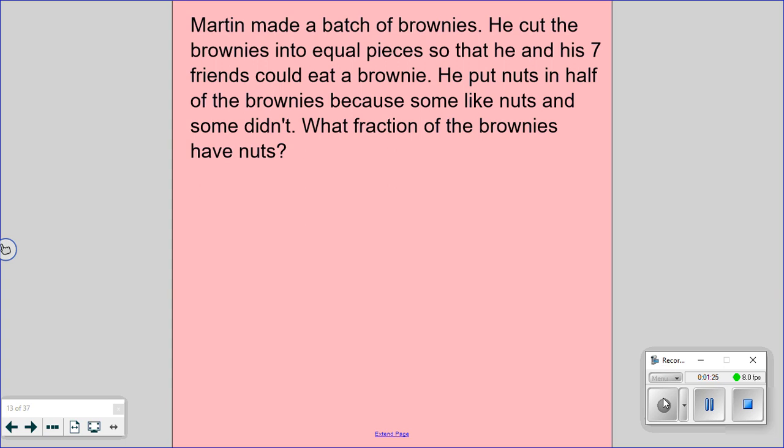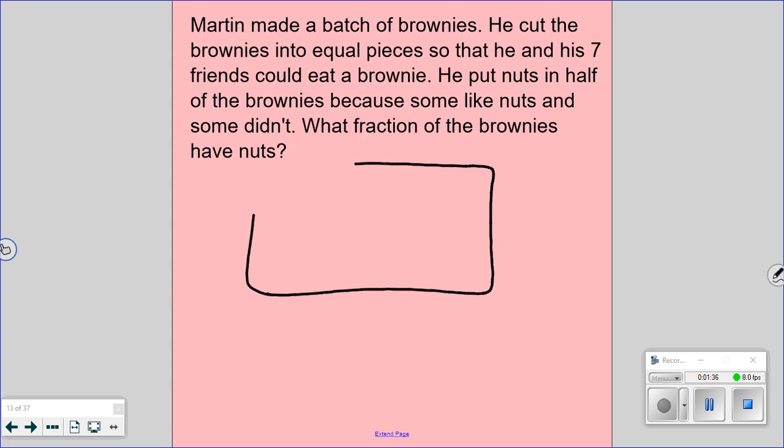What shape, Brogan, are brownies normally? So I'm going to draw a rectangle. Well, they're squares. Okay. Square, rectangle. I know when I make brownies in a pan, I usually use a rectangle pan. Could you use a circle pan? Yep. But remember, I like to model with rectangles because it's a lot easier for me to split it up.